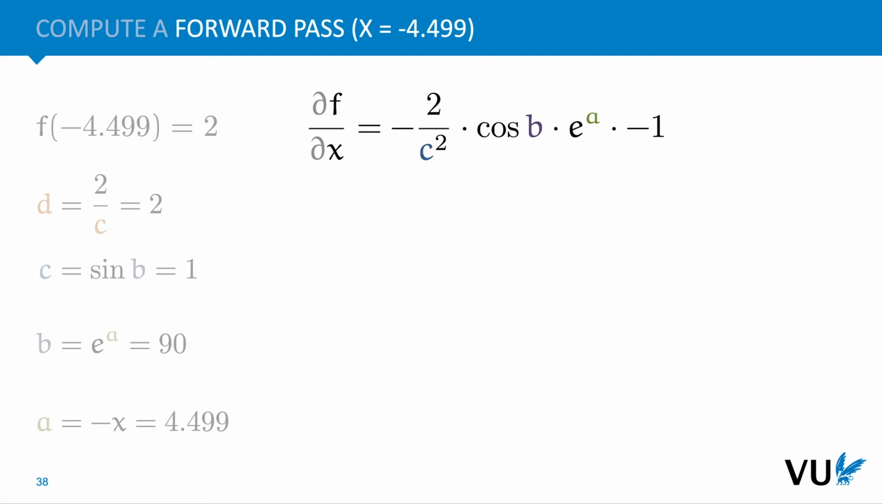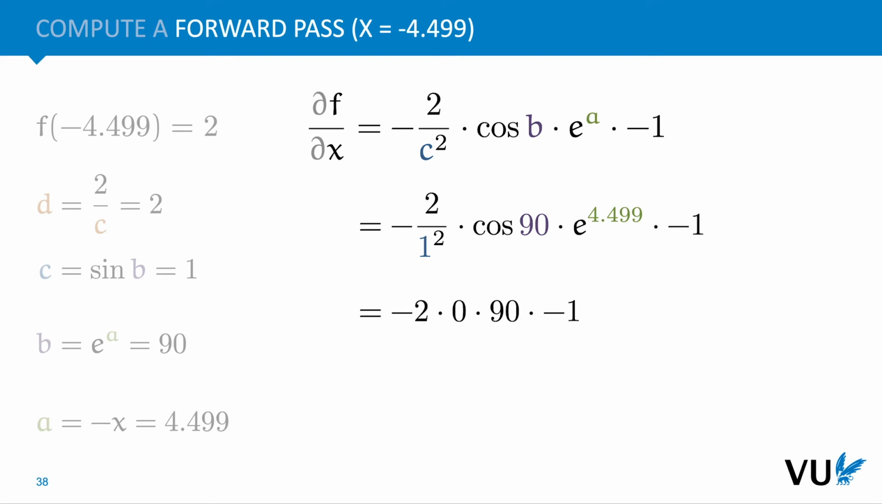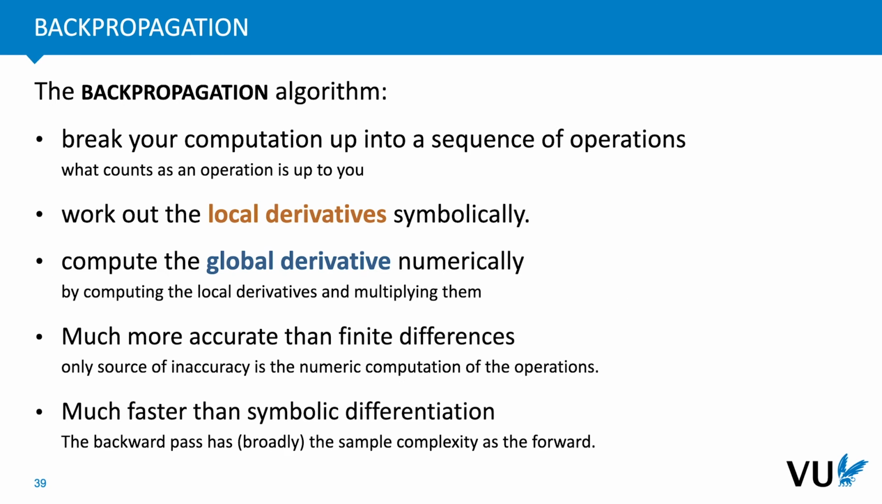So now we go back to our local derivatives, which look like this. So we see here a computation with a bunch of variables, and we can simply fill in these variables with the values that we collected during our forward pass. So that looks like this. We simply fill in the values of a, b, and c, and we compute numerically this value here. And because there's a 0 in the product, we end up with a derivative of 0 for this particular input. So that, in a nutshell, is the backpropagation algorithm.